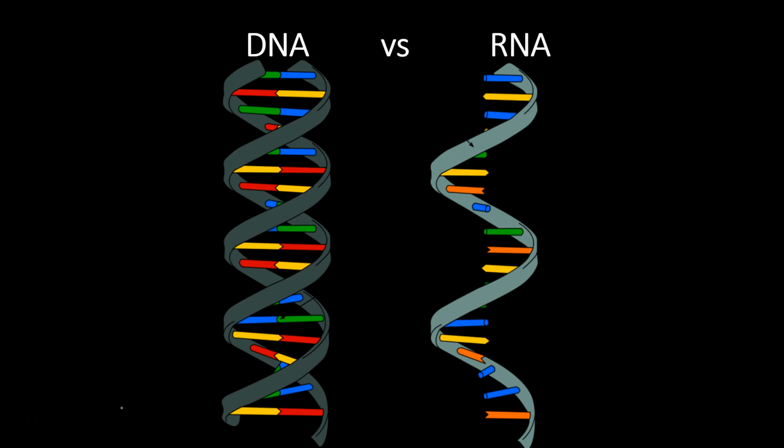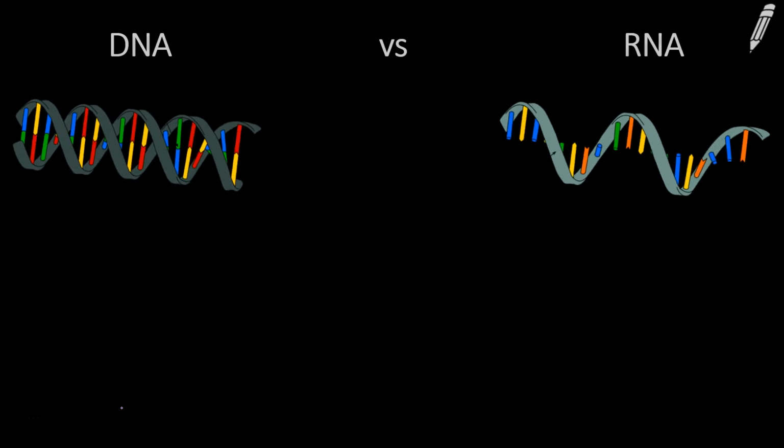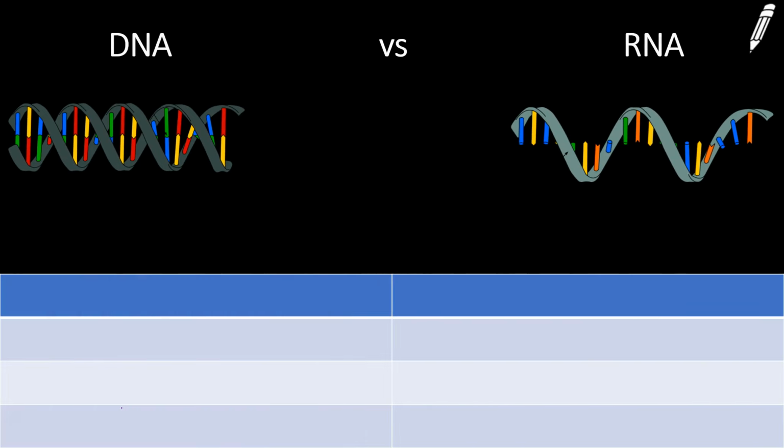The first part of this lecture, I'm going to cover the differences between the two molecules, and then at the very end of the lecture, I'm going to cover 3 different types of RNA molecules. So first, I want you to go ahead and make this chart so we could contrast the difference between these two. DNA stands for deoxyribonucleic acid, and RNA simply just stands for ribonucleic acid.